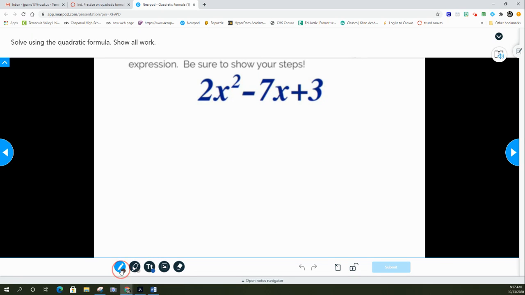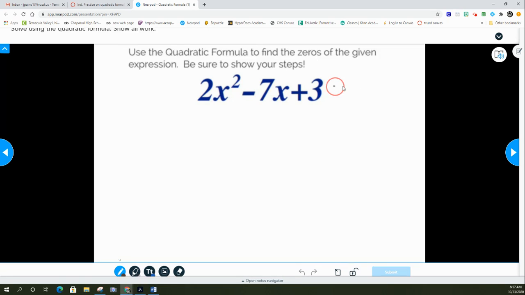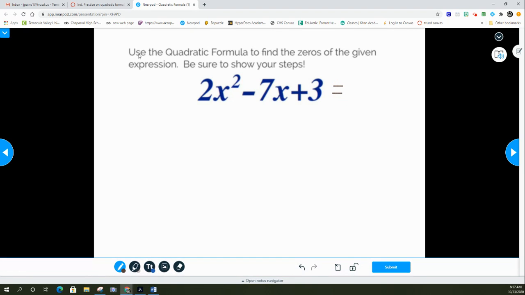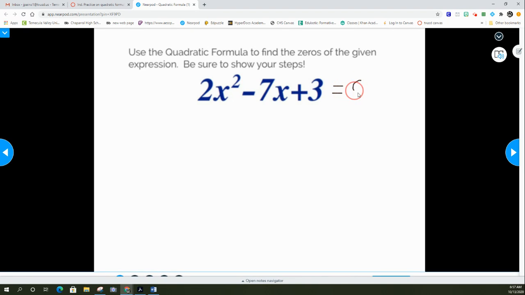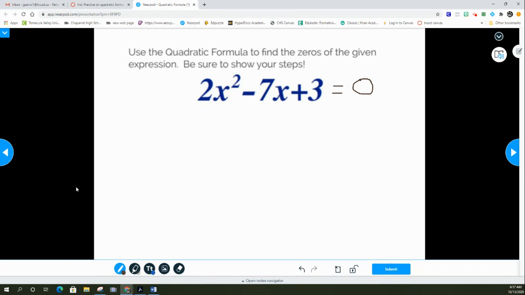All right, so our turn here. Let's do it by hand. Solve using the quadratic formula, show all your work. In the direction it says find the zeros. So we're setting this equal to 0 and solving.